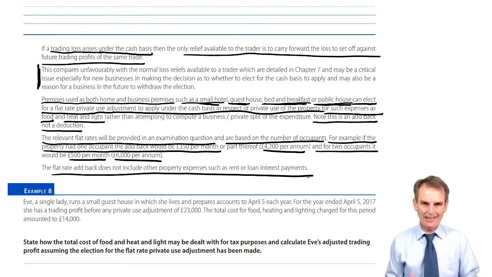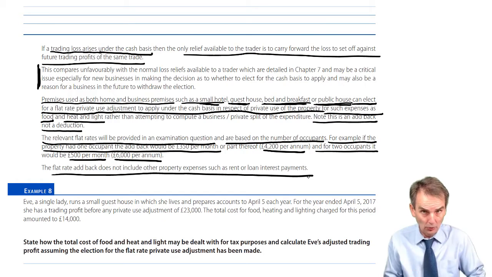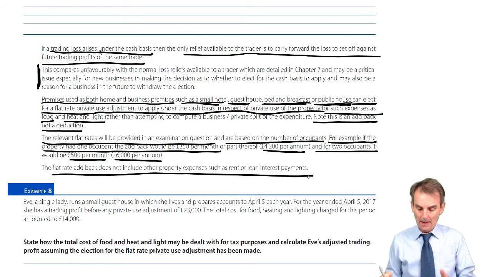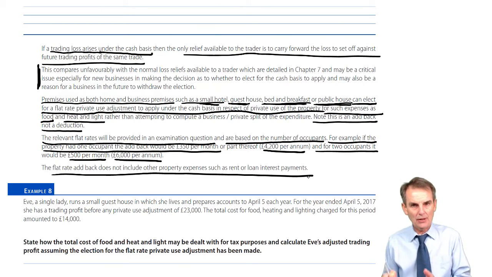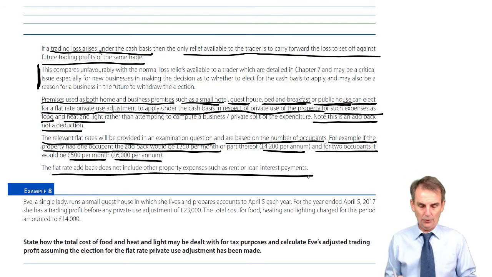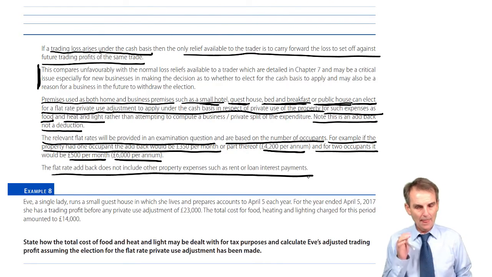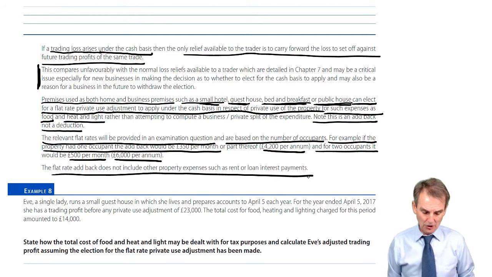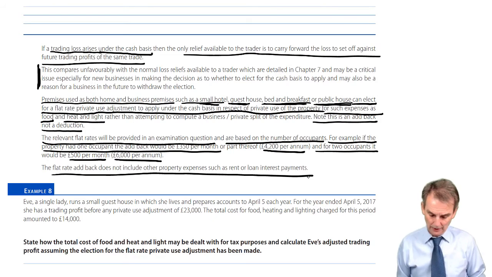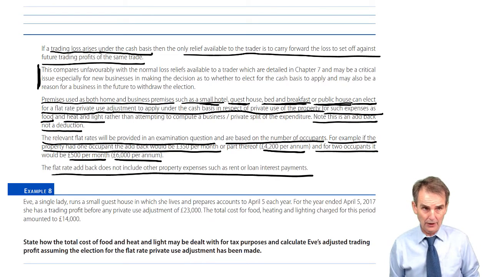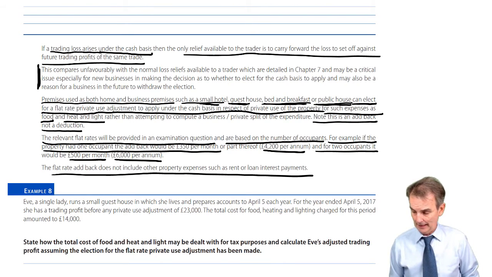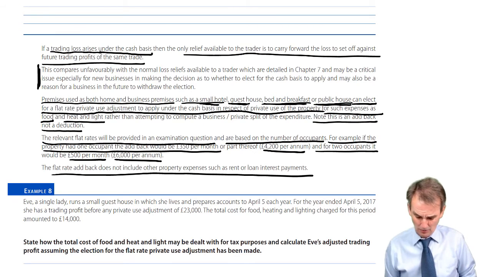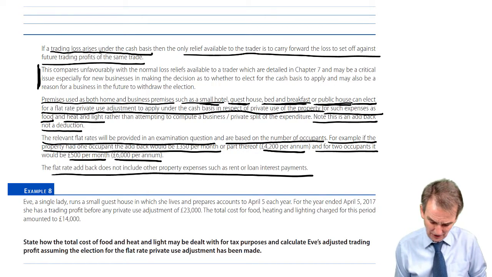Where the cash basis applies, you'll be told whether the cash basis applies, then you will assume that the flat rate expense allowances are in force. The flat rate expense rules, they are in force. So you do it that way. Let's just quickly see how this would work in relation to our final example here, example 8. How does this work? Eve, a single lady.